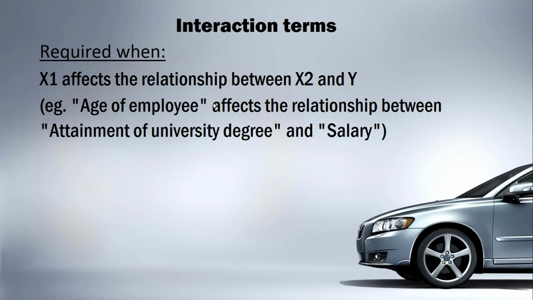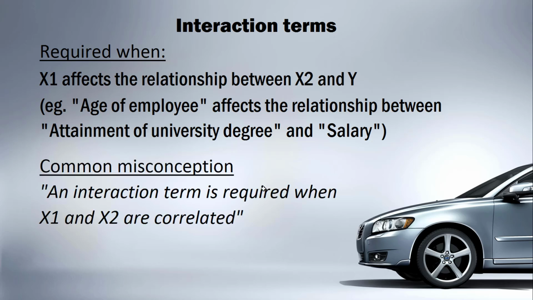So in this case, the age of the employee is affecting the relationship between the attainment of a university degree and salary. And it is an extremely common misconception to confuse this with correlation. I kid you not, I reckon about 75% of students get this wrong. They presume that an interaction term is required when x1 and x2 are themselves correlated. But this is completely wrong. The necessity for an interaction term has nothing to do with correlation.